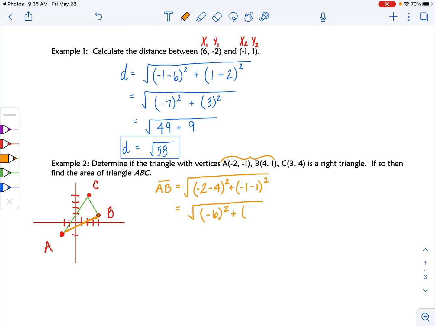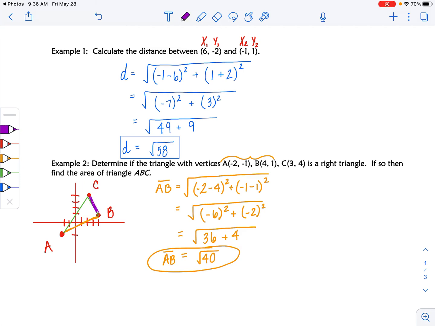It's not too bad. Remember, -6 squared is a positive 36. And this equals square root of 40. For our case right now, I'm actually not going to simplify because it will be easier with Pythagorean's theorem. So for this case, here is AB.